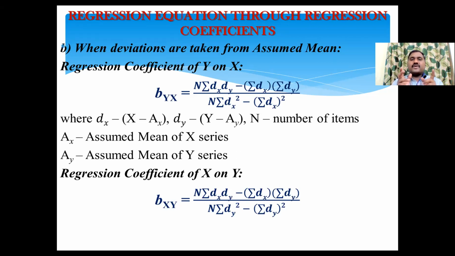Now in the previous problem, we found x minus x bar, small x equal to x minus x bar. Here, instead of small x, we have to name it dx. Dx equals x minus a, where a is the assumed mean that we need to choose. And we need to find dx square. Similarly, we have to find dy, y minus a, dy square, and then dx into dy. The same process we are going to follow. Okay, right? Now find out.